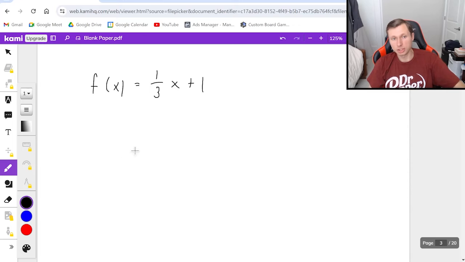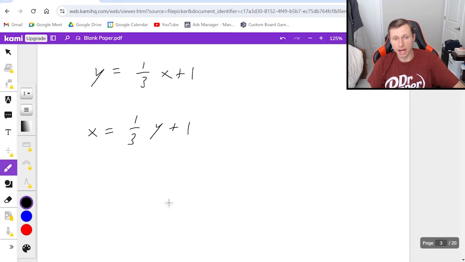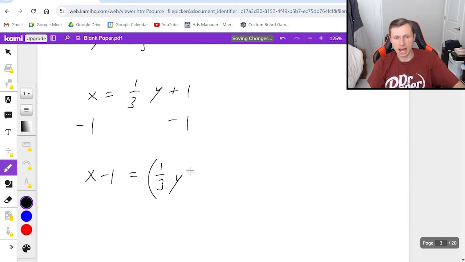Okay, so here's what I'm going to do. First, I like to rewrite it as y equals 1/3 x plus 1. Then I will switch the x and the y like this. And now the goal is to solve for y. That means subtracting 1 from both sides first, so it's x minus 1 equals 1/3 y. And if I want to get rid of this 1/3, I have to multiply both sides by 3.